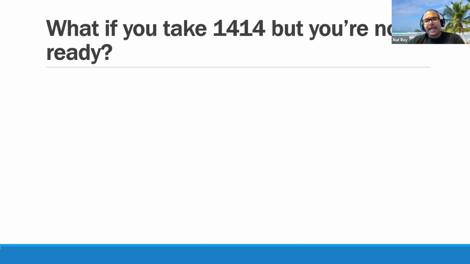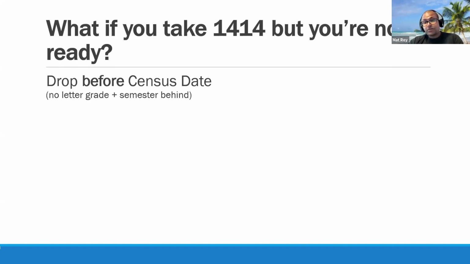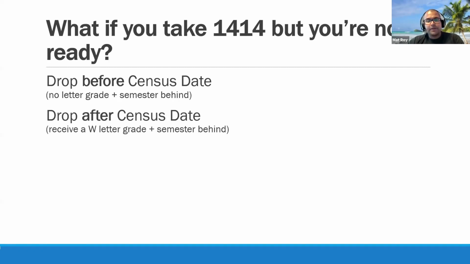So what if you take 1414 but you're not actually ready for it? Well, here are some of the consequences. If you drop the class before the census date, that means you get no letter grade for the course, but it would actually put you a semester behind in your math path. If you drop Math 1414 after the census date, then you'll have to receive a letter grade of W, which stands for withdrawal. And that will also put you a semester behind in your degree plan.